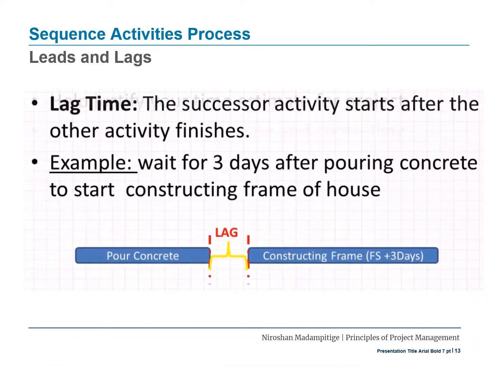Now let's have a look at the next term, that is lag time. The successor activity starts after the other activity finishes. So the gap between the first activity finishing and the starting of the next activity is known as the lag. Example, wait for 3 days after pouring concrete to start constructing the frame of the house. So here the lag time is 3 days that you wait after pouring the concrete to start constructing the frame of the house.